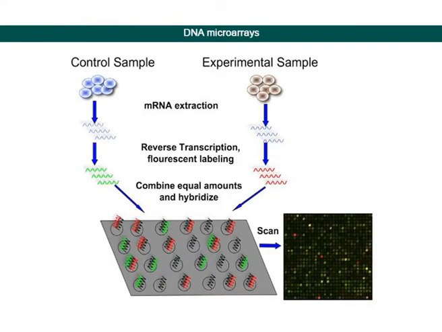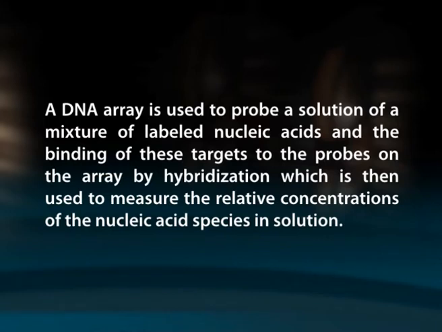Various applications of microarrays end up with the same output format, that is, a high resolution image of thousands of variously illuminated little dots. A DNA array is used to probe a solution of a mixture of labeled nucleic acids, and the binding of these targets to the probes on the array by hybridization is then used to measure the relative concentrations of nucleic acid species in solution. An array can be used to quantify an arbitrarily large number of different nucleic acid sequences in solution.